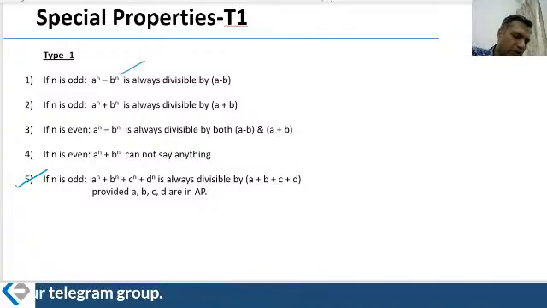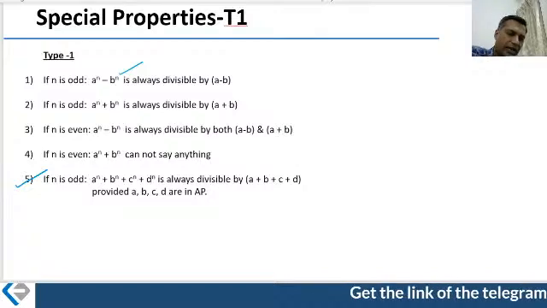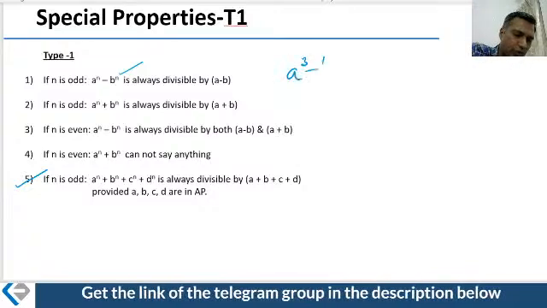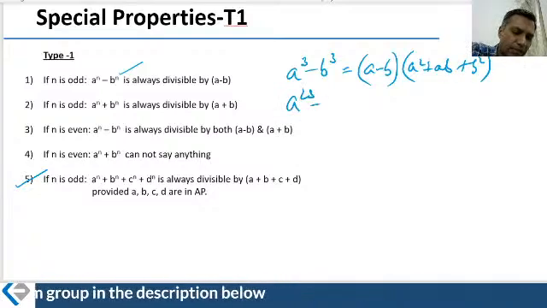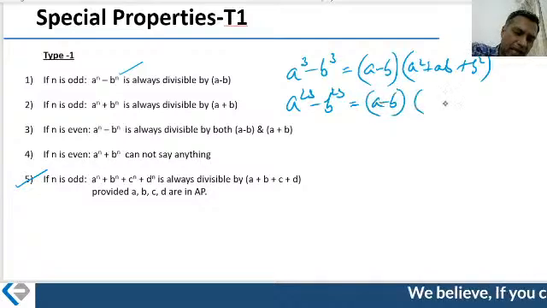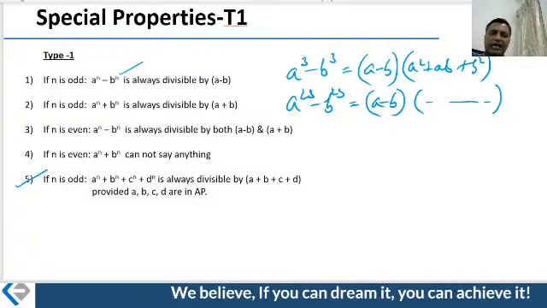a^n minus b^n is always divisible by a minus b. For example, something like a cube minus b cube is always a minus b times of something. You can write this as a square plus ab plus b square. That's fine. If I write this as a raised to power 23 minus b raised to power 23, I can write this as a minus b times of something. You can write that. That's not a worry.